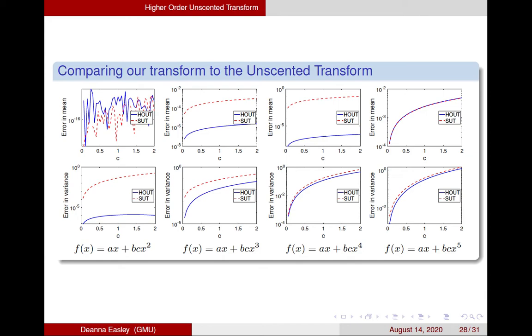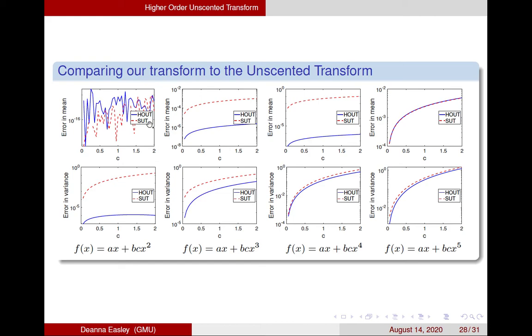Finally, we compare our transform to the unscented transform. We're using the probability distribution from the previous slide, and we're plugging it into various polynomials as shown here. And we're looking at how the error changes as we increase the strength of the nonlinearity. So the x-axis in these figures right here is the strength of the nonlinearity.